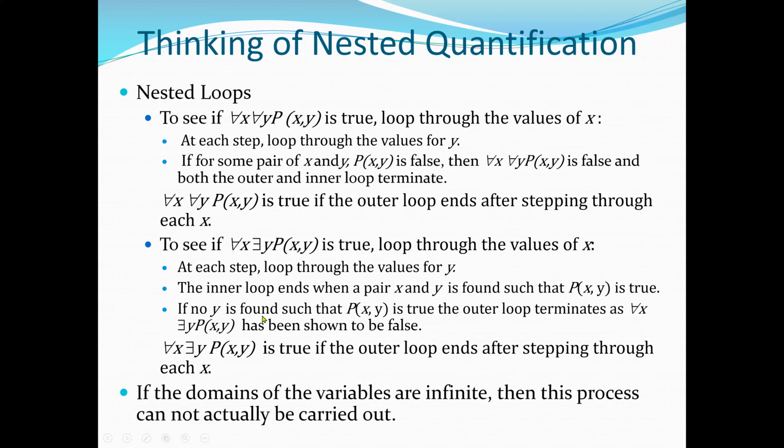If no y is found such that P(x, y) is true, then the outer loop will terminate as for all x, P has been shown to be false. Again, for all x there exists y, P(x, y) is true if the outer loop ends after stepping through each x. Now, if the domain of the variables is infinite, then this process cannot actually be carried out. Infinity means, again, the condition will never be fulfilled, or we will never even end.